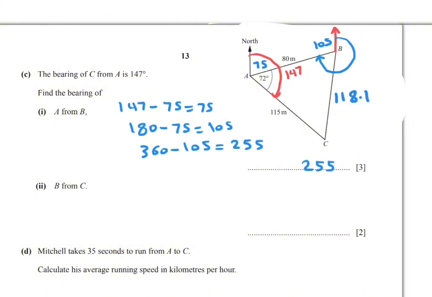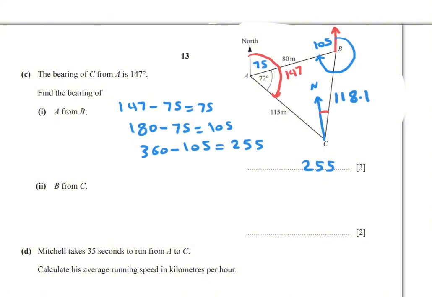Now B from C. To find the bearing of B from C, you need to draw the north at C, which is parallel to the north from A or from B. This is the north. B from C, we need to find this angle. So we need to find this small angle. We can find this angle if we can find that one, because they add up to 180. So this part is 105.